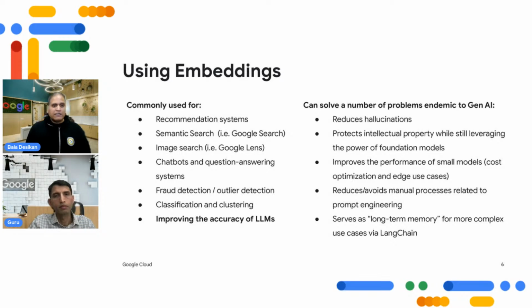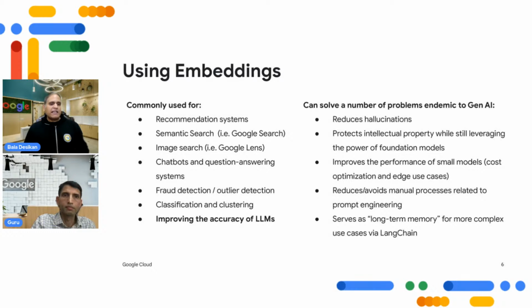So there are a number of endemic problems that can be solved using embeddings when it comes to Gen AI, right? So how do you reduce hallucinations, right? You can ground it with information, with facts. So you can ground it with information that you have within your organization. So you improve the accuracy of what the LLM predicts, or the output the LLM gives us.